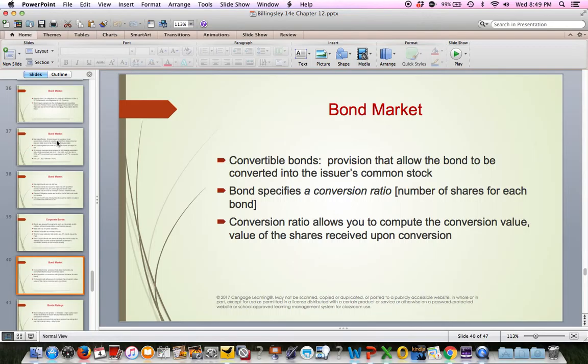So the bond market acts just like the stock market. There's a bond market where, just like a stock market, you can buy and sell bonds. Convertible bonds allow a bond to be turned into common stock, and the conversion ratio is stated on the bond contract, and that's how you know how many shares of stock one bond can be turned into.